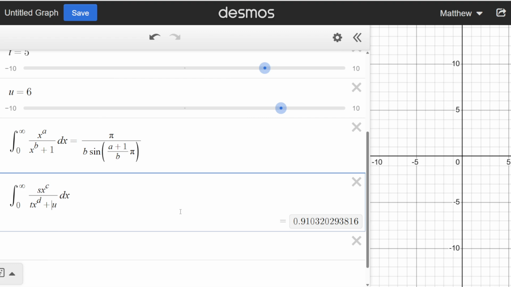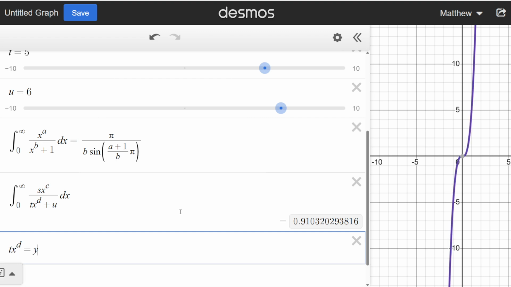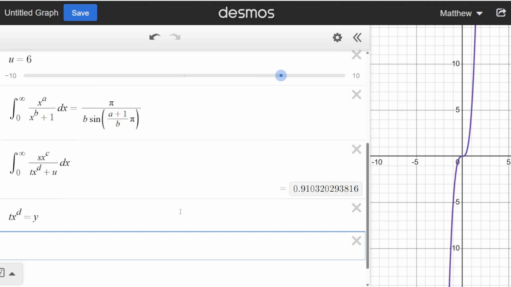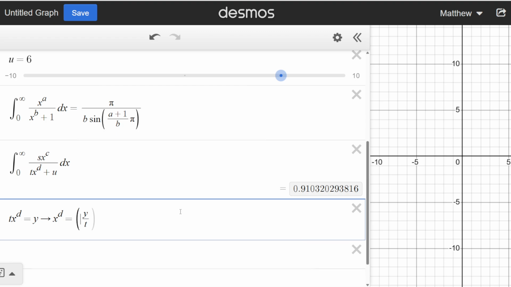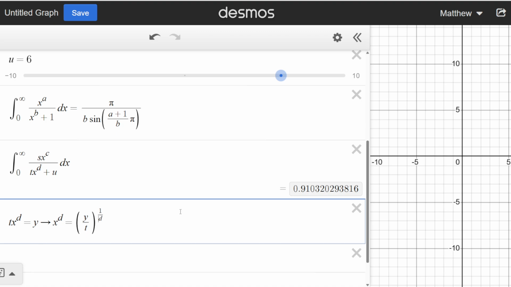So the first thing I would like to do is make a substitution so that this is just y. So we're going to let t x raised to the d power equal y. This is going to imply, let's solve this for x. So we'll divide both sides by t, and then we will raise both sides to the 1 over d power. It will give us x over here.